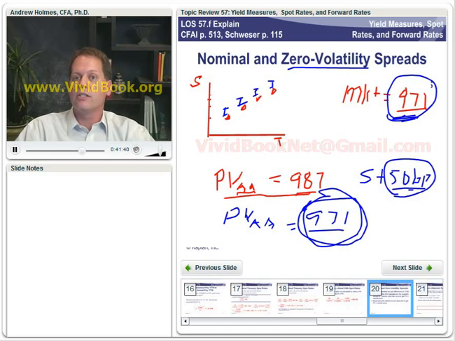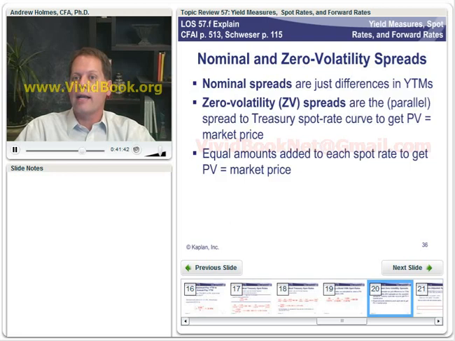So this is the spread that we add to every spot rate, the spread that we're going to add to the theoretical spot rate curve for treasuries so that the present value is equal to the market price. Well, then we have found the z-spread.